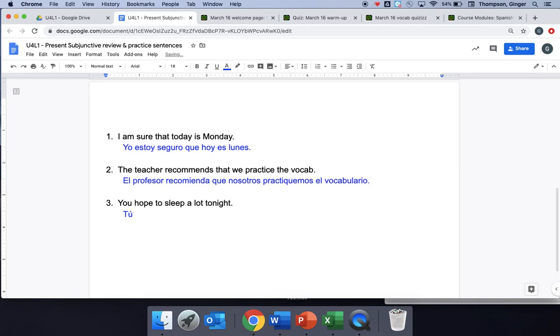Number three, you hope to sleep a lot tonight. Is this a subjunctive sentence? The answer here is no. Okay, we actually get to use an infinitive form of the verb, and that's because there's no change in subject. The sentence will translate to, tú esperas dormir mucho esta noche.